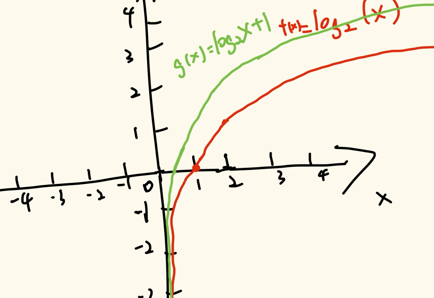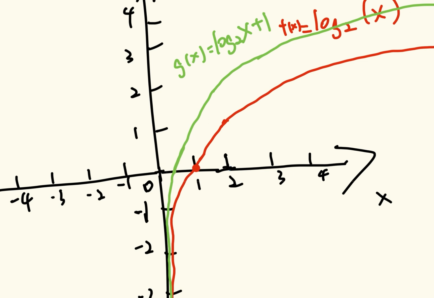Now let's talk about vertical translation. A vertical translation of a logarithmic function shifts the graph vertically up or down. If we replace y with y plus k, where k is a positive constant, the graph will shift k units upward.